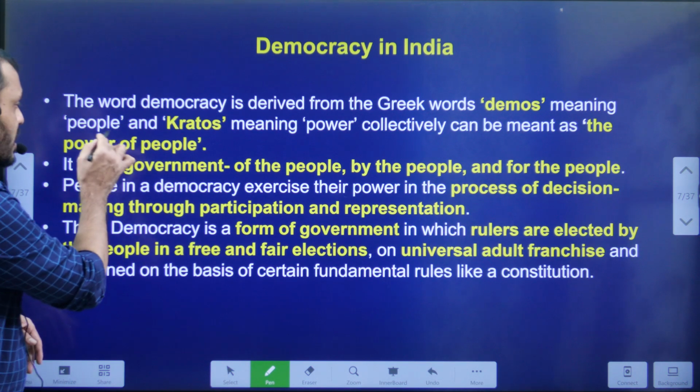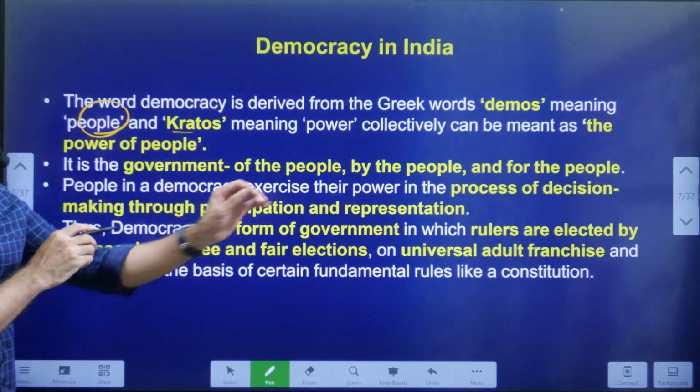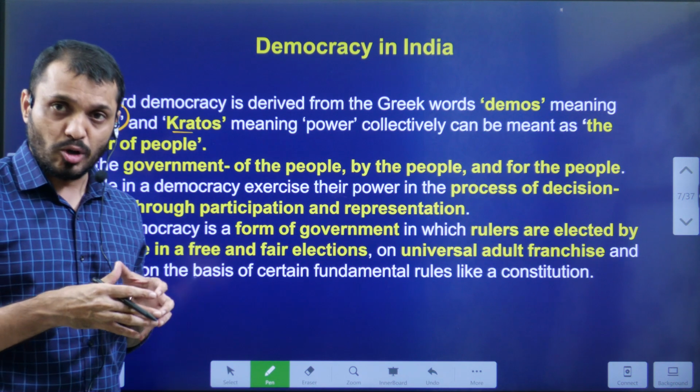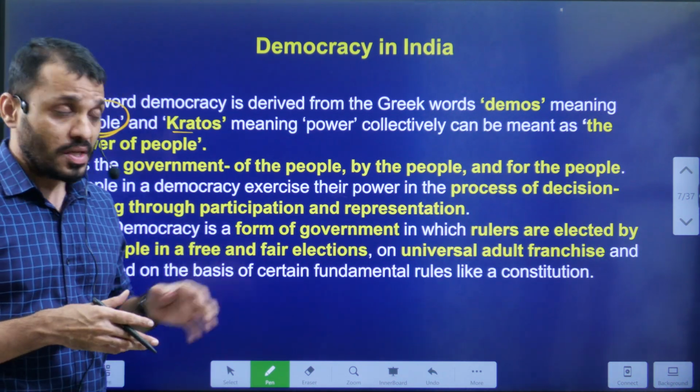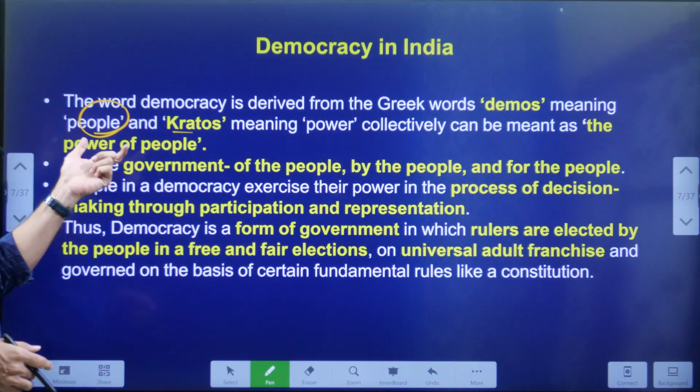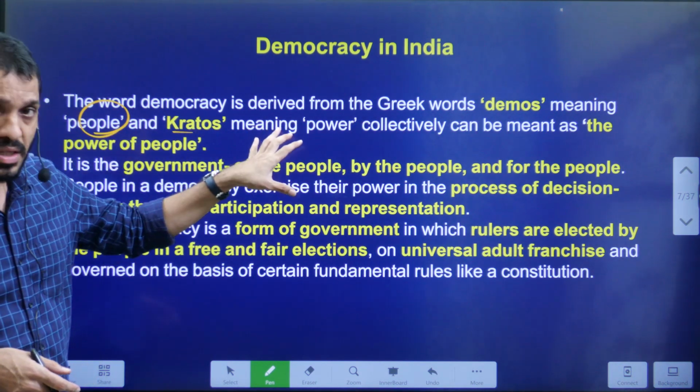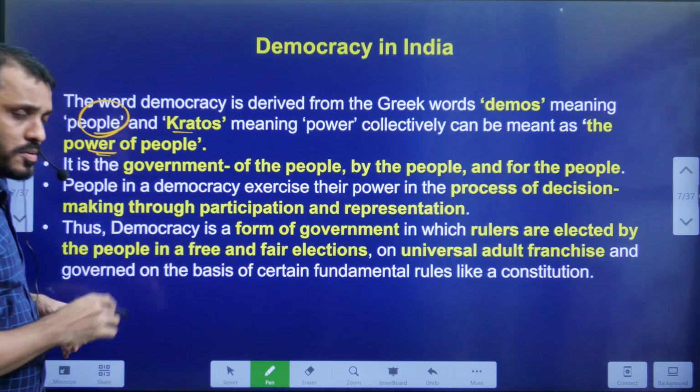This word democracy means people. Demo means people. You might have heard about this word, demagogue: a person who can mobilize the support of the people. So here, demos means people and kratos means power. That means the power of the people.